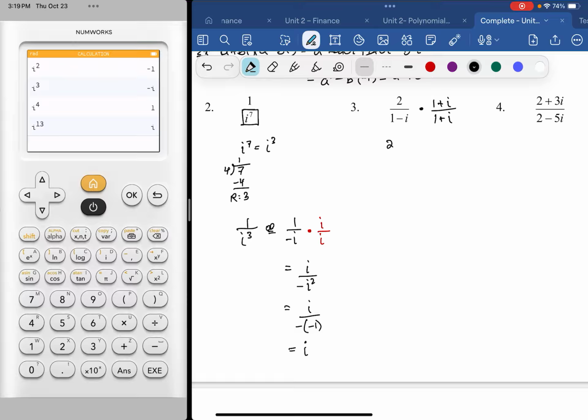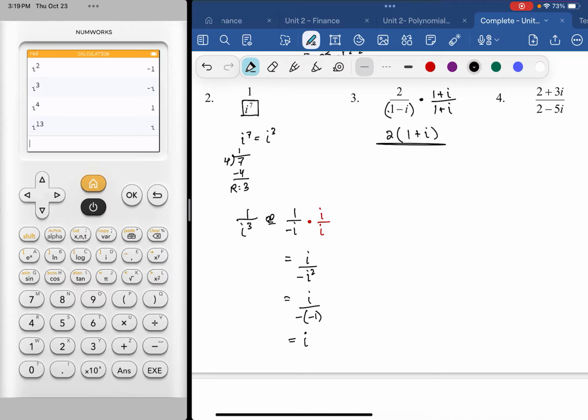So I'd get 2 parentheses 1 plus i up top. On the bottom, 1 times 1, so we're going to multiply. 1 times 1 is 1. Then my outer plus i, inner minus i squared. So cancel there and there. 2 parentheses 1 plus i over 1 minus -1. i squared is -1. So 2 times 1 plus i over 2, which would simplify down to just 1 plus i.